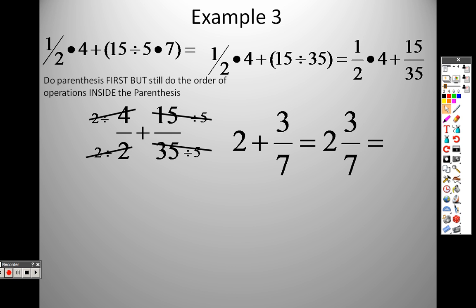How many of you remember how to switch a mixed number into an improper fraction? This is a little review on that. We would do 7 times 2 and get 14 plus the top 3, and we would get 17 over 7.